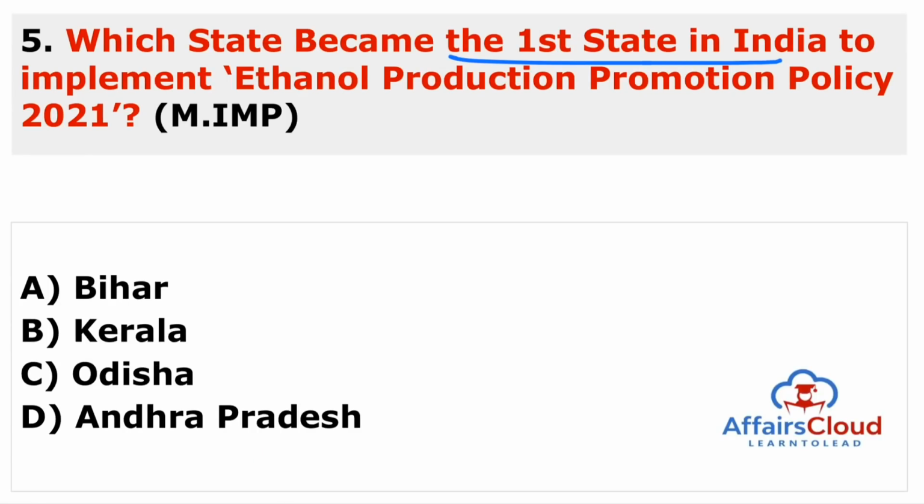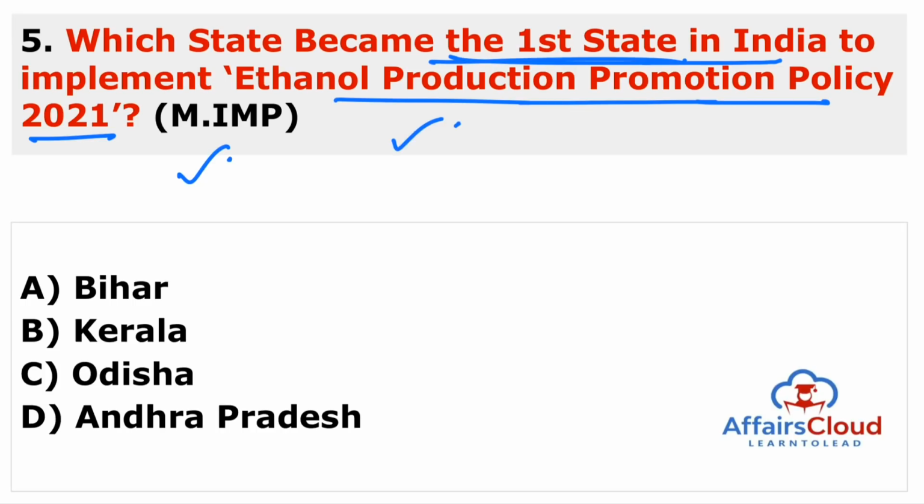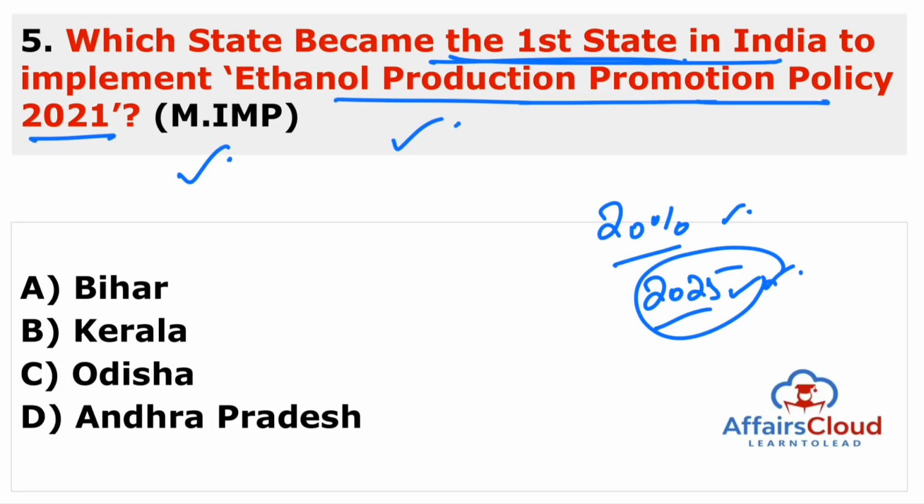Which state became the first state in India to implement the Ethanol Production Promotion Policy 2021? So mark this question as most important, because this state became the first to implement this policy, by which we have to achieve 20% bioethanol blending of petrol by the year 2025. Earlier the target was 2030, but now we have reduced it by 5 years. So remember, we have to achieve the target of 20% bioethanol blending of petrol by 2025, so that we can reduce the cost of petrol.